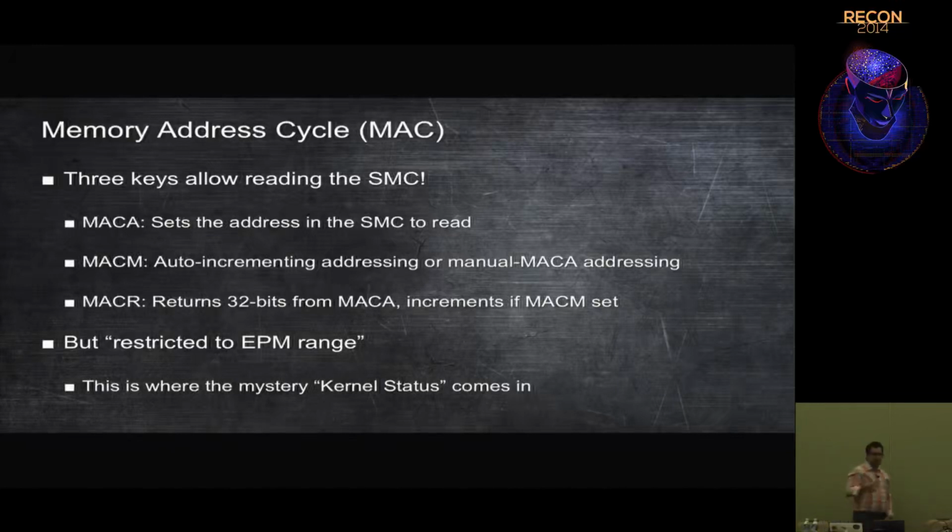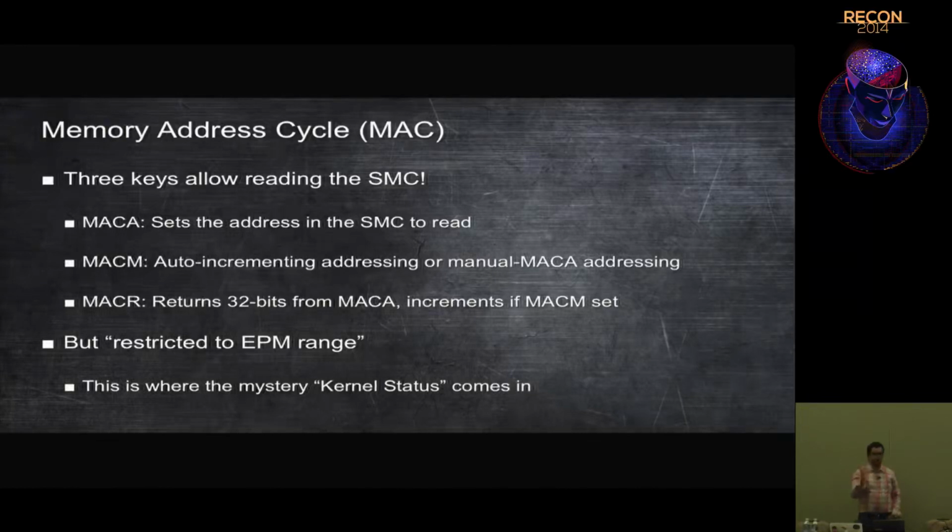If you read that old leaked document, it says there are 3 keys that let you actually read from the SMC. MACA, which you can configure what address to read from. MACM, to configure the mode if you want automatic addressing, so that every time you read from MACA, it increments MACA by 4. And MACR, which reads 32 bytes from MACA. So every time you read MACR, it reads from MACA, and if MACM is set, MACA increments automatically.